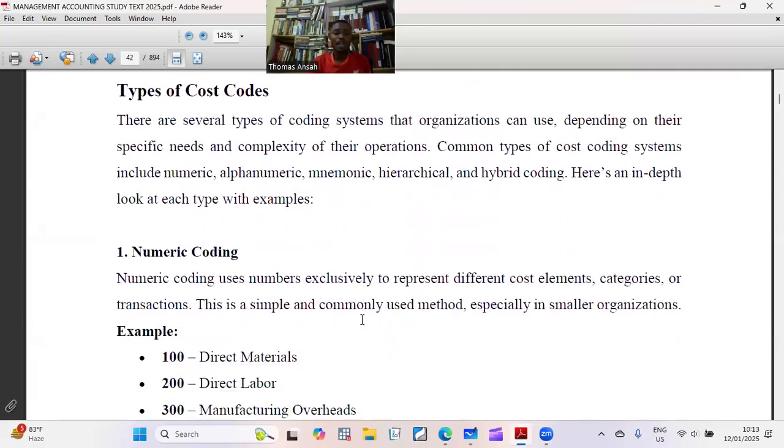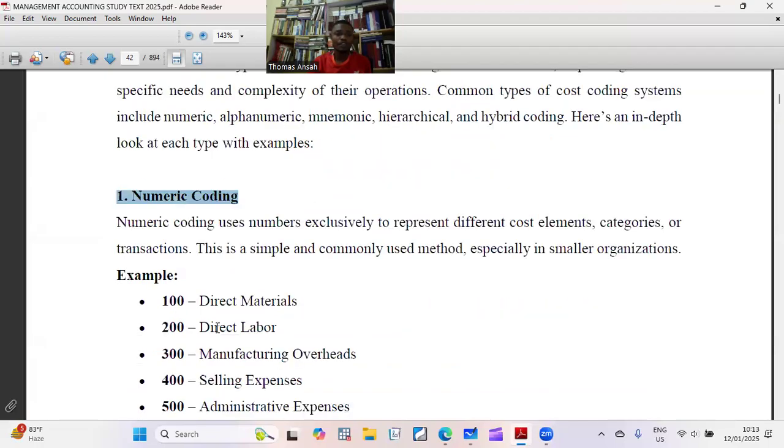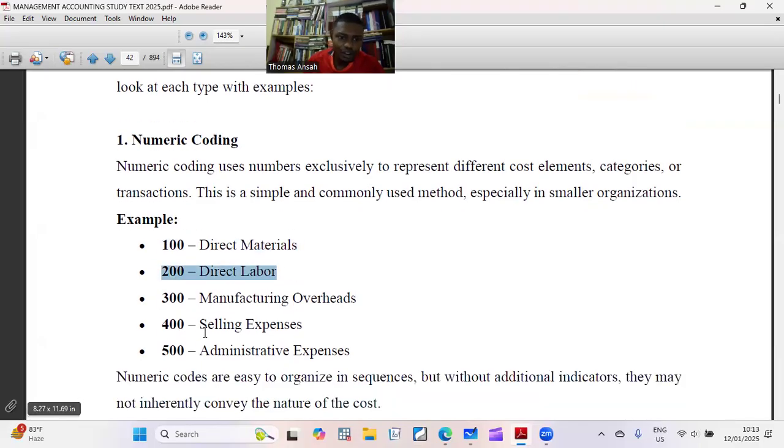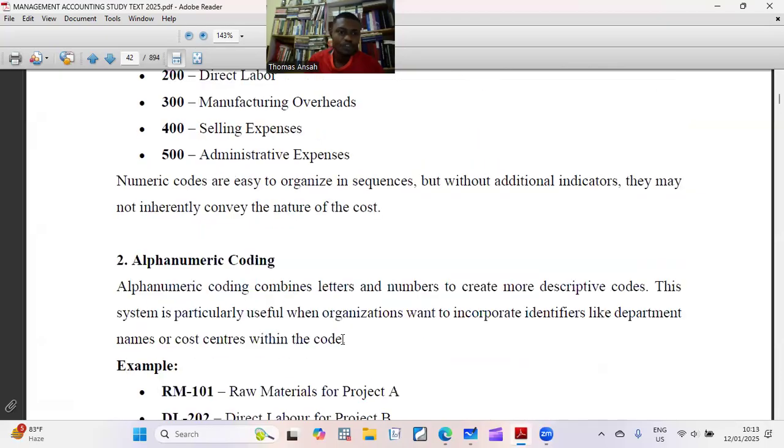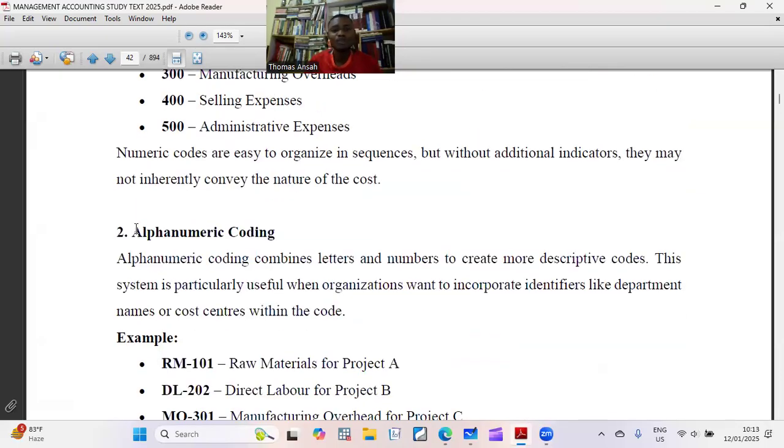We have types of code, numeric code. Go and look at every company's chart of accounts; there is a code to it. So you can say 100 is for direct material, 200 direct labor. So you can use numerics. Then you can also use alphanumerics, where you bring letters plus numbers, a combination of letters and numbers.